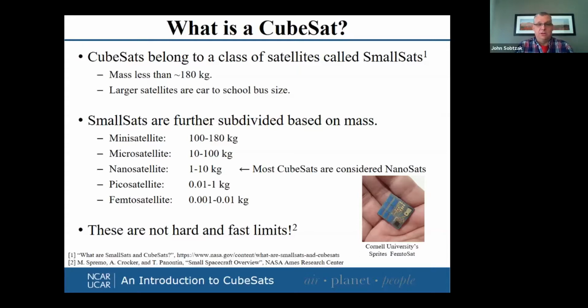If you want to learn some more, the two links at the bottom are a couple of good resources. The NASA Ames Research Center link at the bottom is one I particularly like. They do a lot of CubeSat work at the Ames facility.